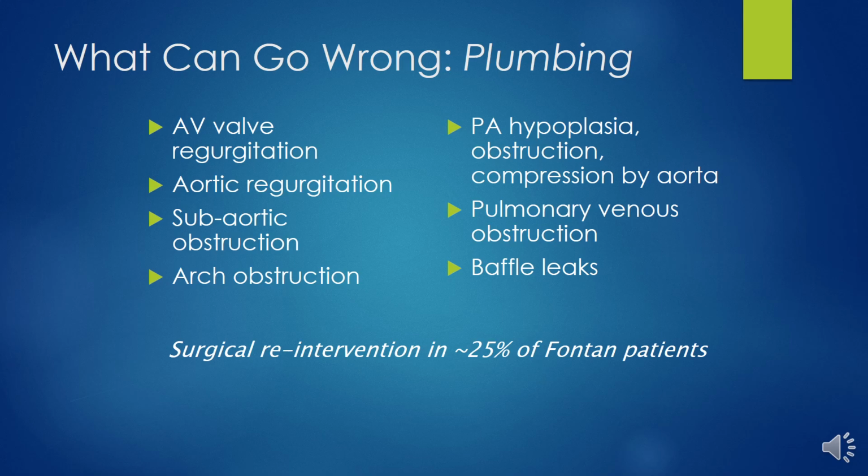Fontan patients are more prone to liver disease. Approximately 50% of the patients will go on to develop liver fibrosis, with approximately half of those going on to develop cirrhosis. It is suspected that the elevated central venous pressure is the primary driver for Fontan-associated liver disease, with the primary risk factors being elevated central venous pressure and the amount of time since the Fontan repair.